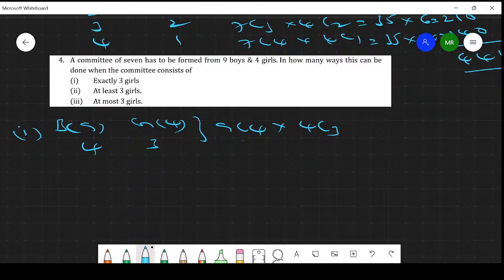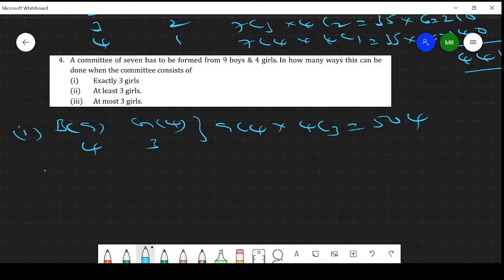I hope you can do this, right? 9C4 into 4C3, you can find these values. Exactly 3 girls means only one case you will get. You won't get more than that, right? Exactly 3 girls means you will get 9C4 into 4C3. You simplify this value, and I remember the value you will get is 504.